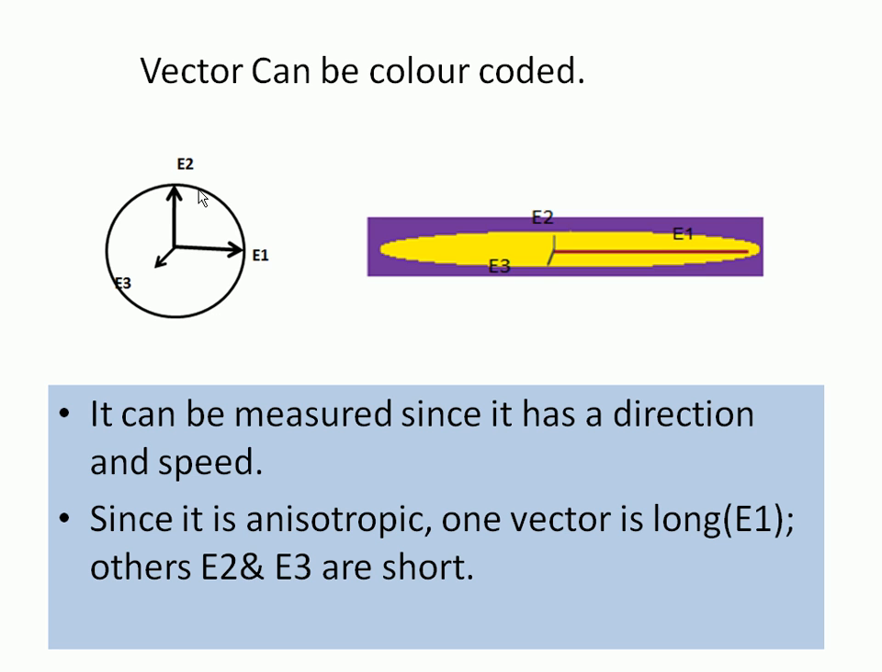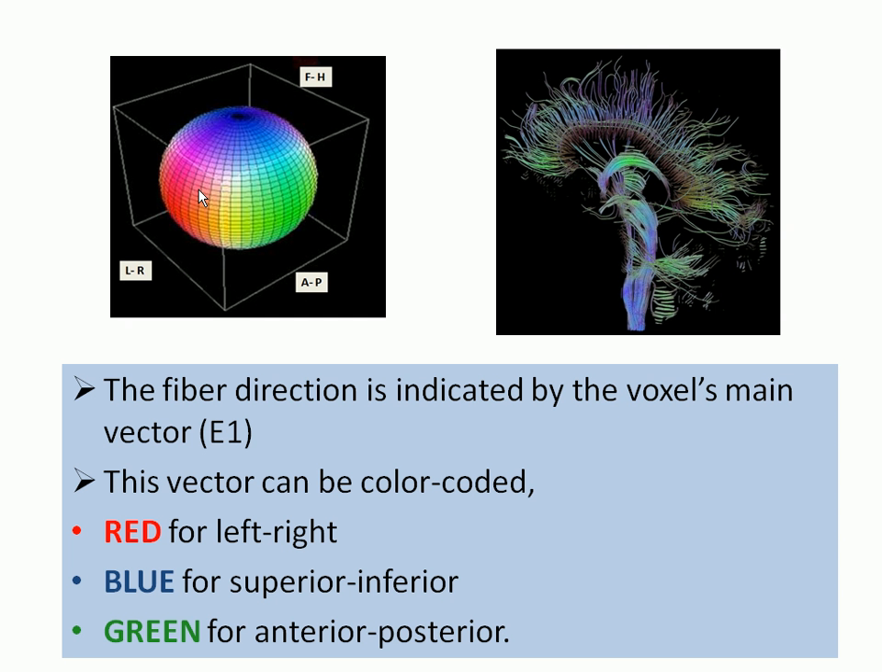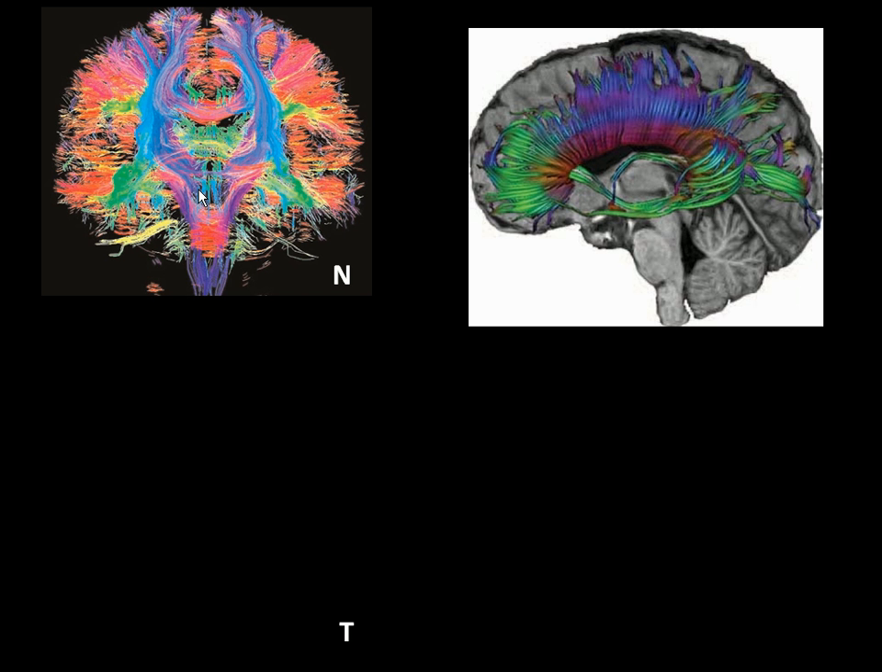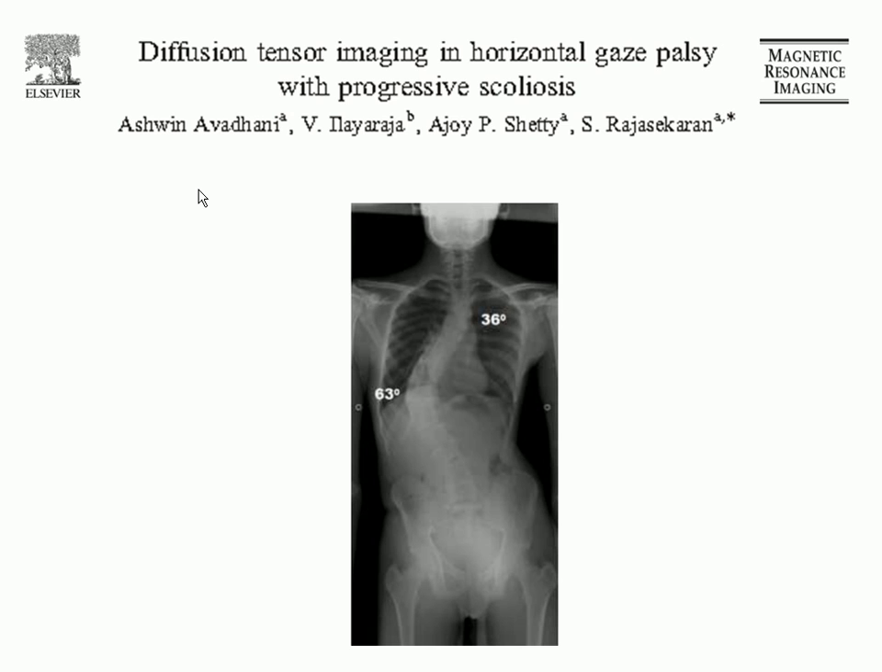What is very good is that the vectors can be color coded. Whatever is from left to right, the fibers can be color coded as red. Superior to inferior is color coded as blue, and green is anterior-posterior. The spinal cord is entirely from top to bottom, so the whole spine always appears blue. But if you see the brain, there is a huge amount of different colors, and the distortion of these in conditions like a brain abscess is very clearly seen.